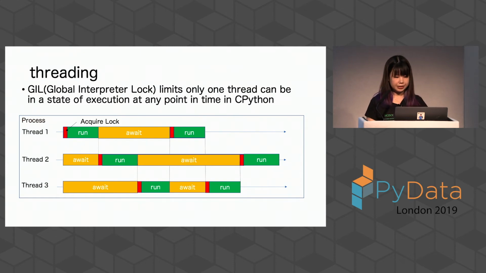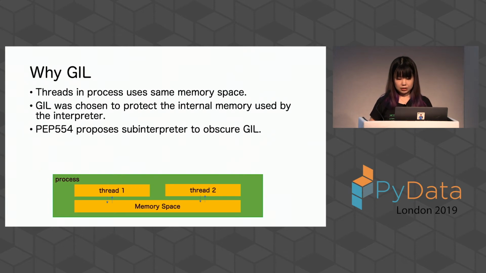But why is the GIL used? The CPython interpreter does not implement mechanisms of synchronization for concurrent access by threads. So there isn't a GIL in Jython and IronPython or other distributions of Python. Currently, PEP 554 proposes a sub-interpreter to work around the GIL. I think it's planned for Python 3.8.